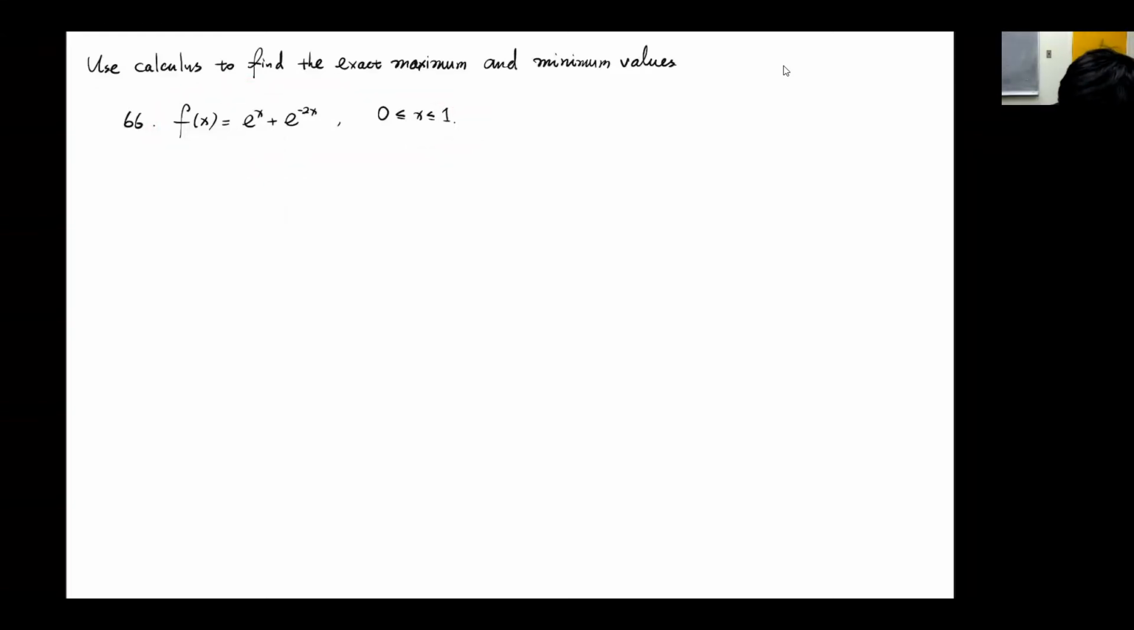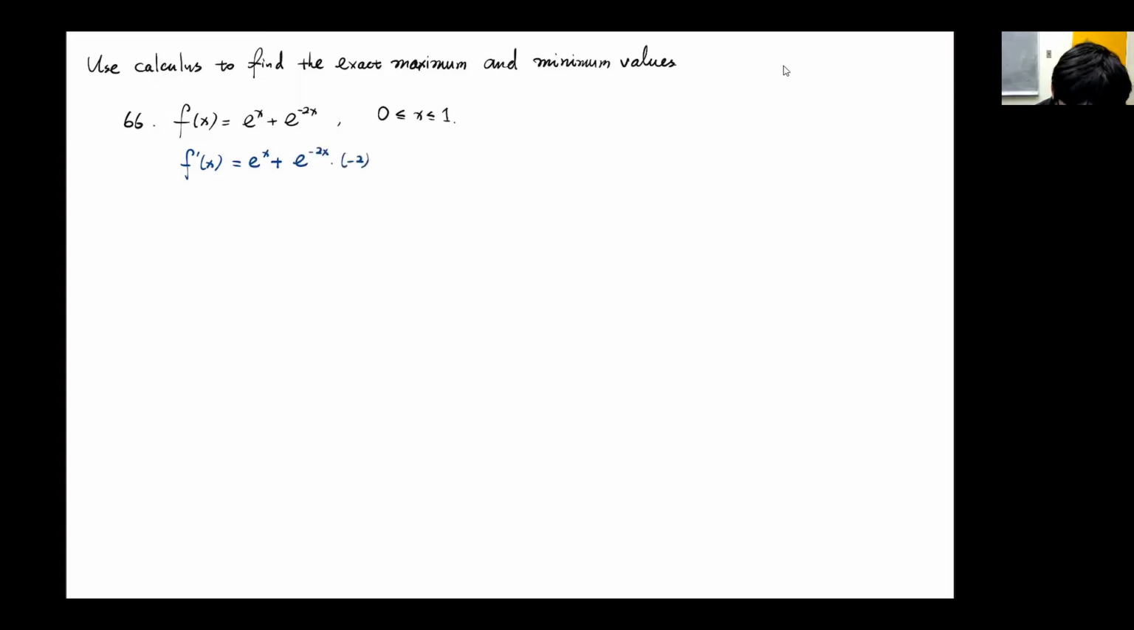All right, so we need to find the exact maximum and minimum values. So we will start by taking the derivative of whatever we have over here. Now, my f of x is the summation of these two exponential functions. So the derivative will simply be e to the x times, so this will be the derivative of e to the x. And the derivative of e to the minus x will simply be e to the minus 2x times minus 2 by the chain rule.